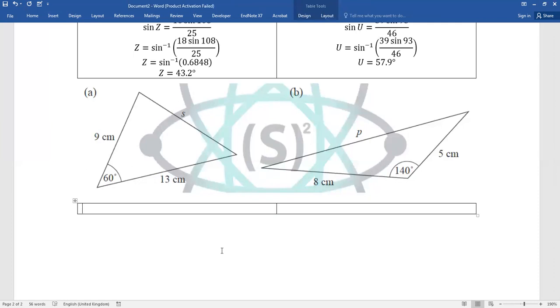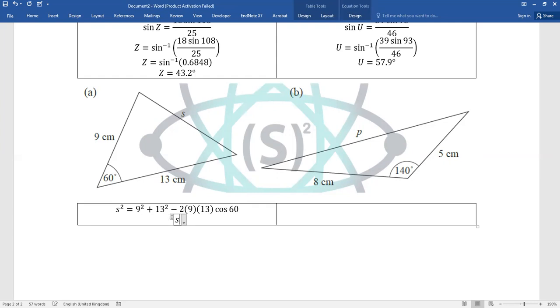You want to find one side. You must know the other two sides. Do you know it? Yes. Do you know the corresponding angle, the angle that is right in front of the side? Do you know that? Yes, so you must use the cosine rule. How do you use that? Write s square first, your side first. 9 squared plus 13 squared minus 2, 9, 13 cos of 60.